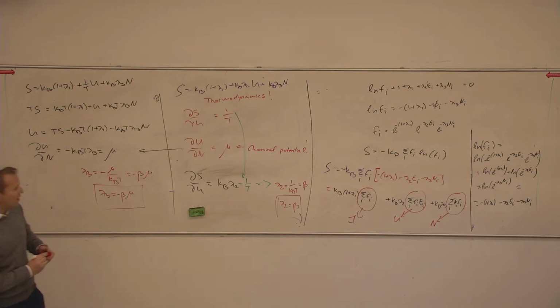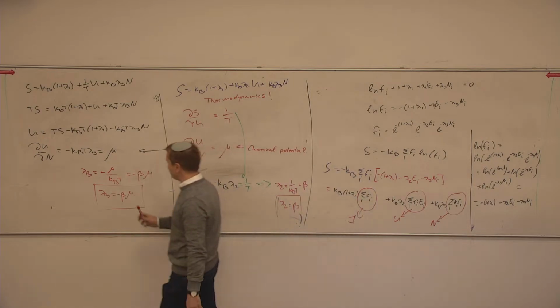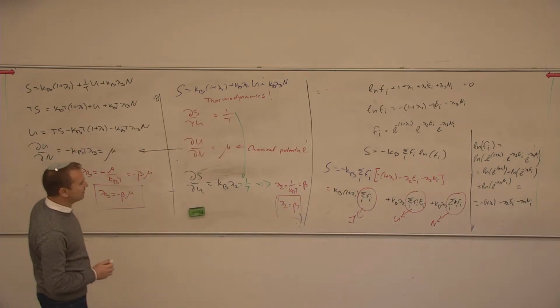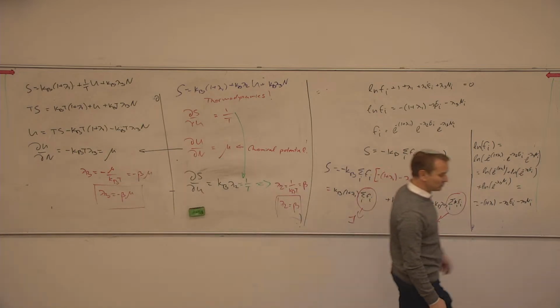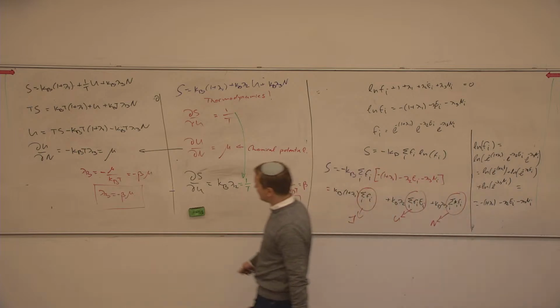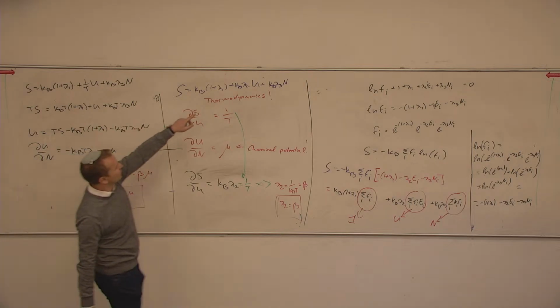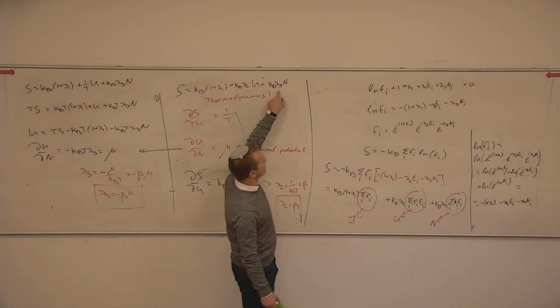Okay, so we found the second Lagrange multiplier. We found the third Lagrange multiplier. Let's find the first Lagrange multiplier, 1 plus lambda 1. Right? So we just take our expression for the entropy and we substitute whatever we already know. So we know what lambda 2 is and we know what lambda 3 is.